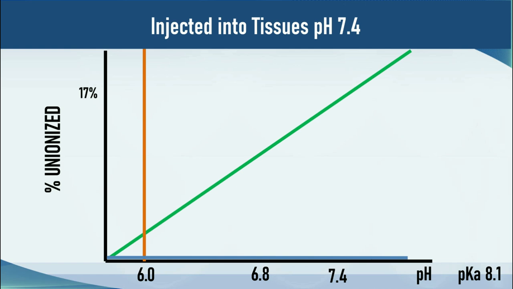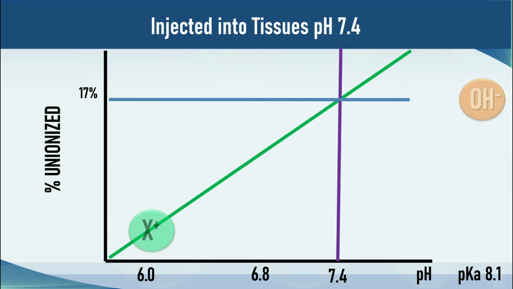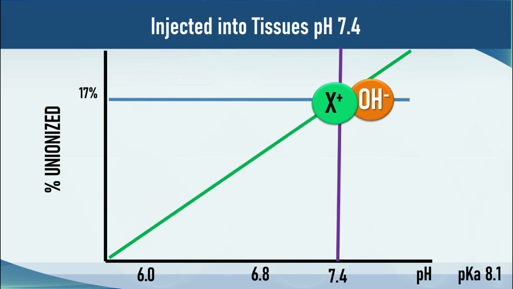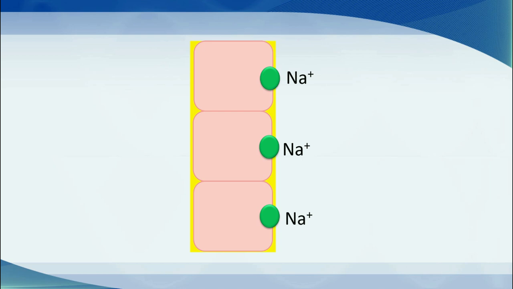Once the local anesthetic has been injected into the tissues, then the chloride diffuses away and the pH in which the anesthetic is injected rises. The result is that the drug becomes more unionized, in this case to about 17%. In this state, the drug is significantly more lipophilic. And that matters because a lipophilic drug can pass through the myelin sheath, the cell membrane of the neuron.